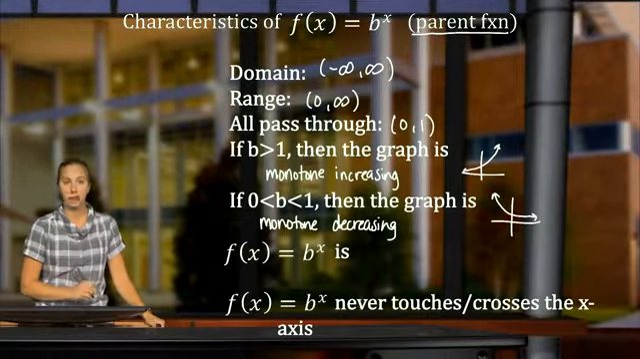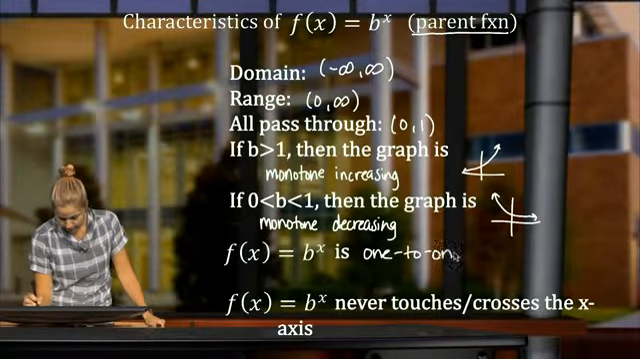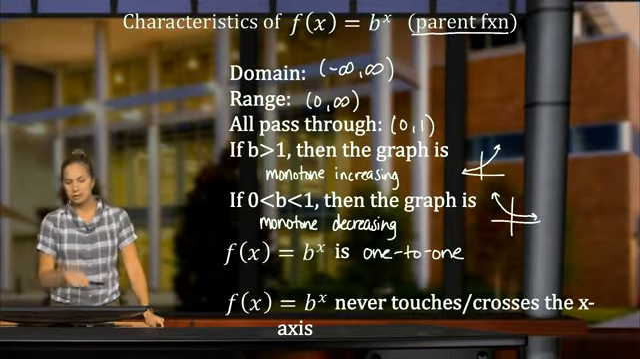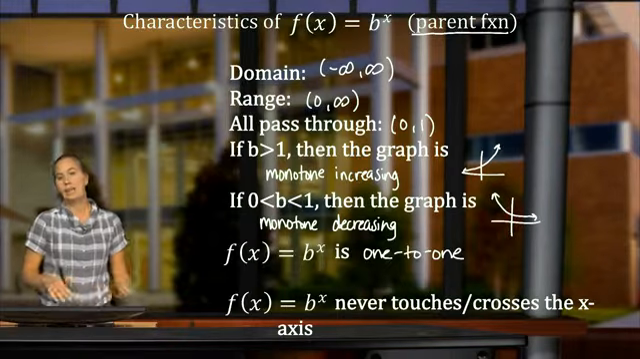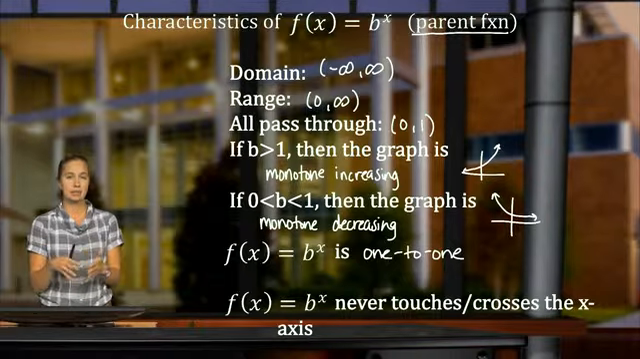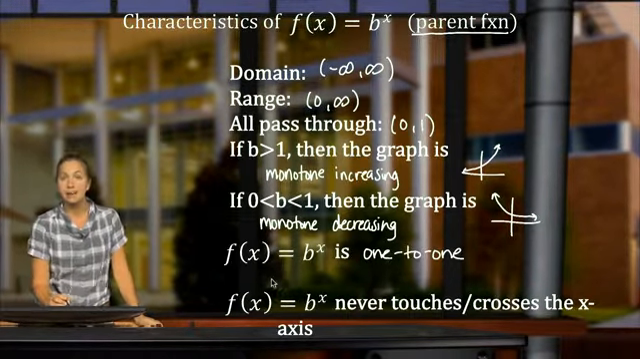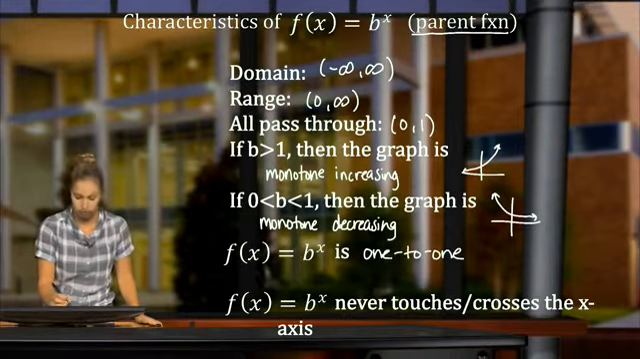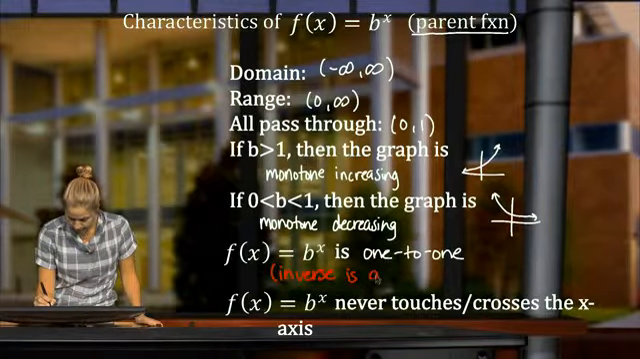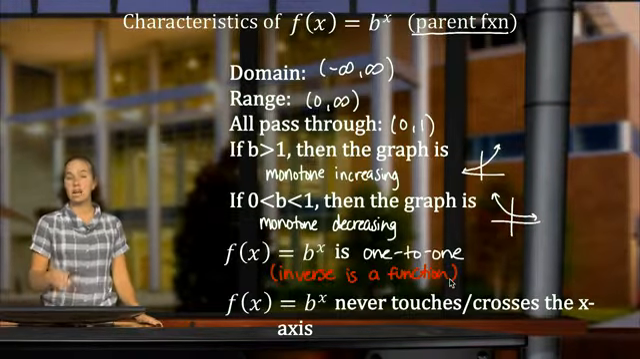Our parent function f of x equals b to the x is 1 to 1. What does that mean? Do you guys remember this was from a couple units ago? 1 to 1 indicates that it passes the horizontal line test, right? It's a function that also passes the horizontal line test, so it passes the vertical and the horizontal. And that tells us that the inverse of this function is a function. So inverses are coming back in this unit.